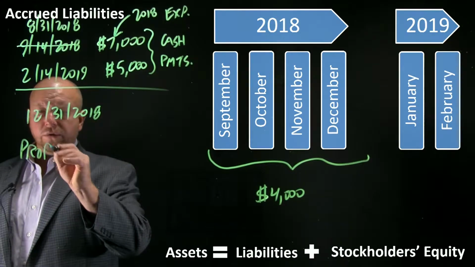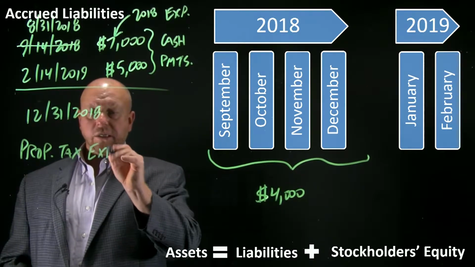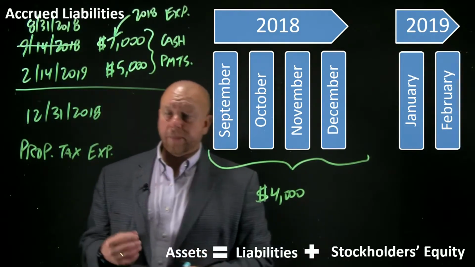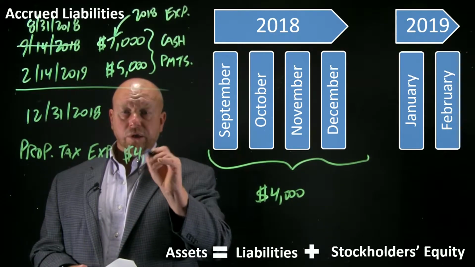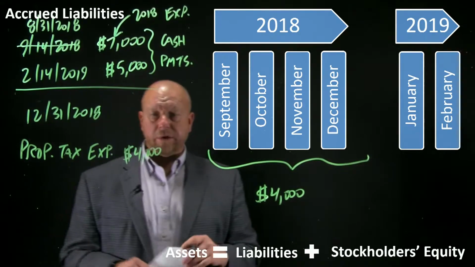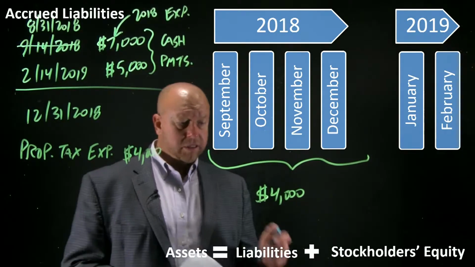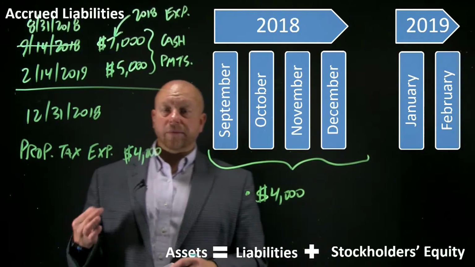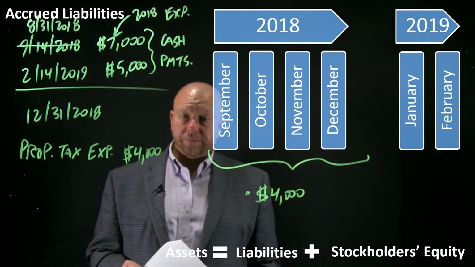Now, I'm going to use an account called property tax expense. There's nothing magical about that. You could choose real estate expense, or you could choose some other descriptive expense, as long as it's meaningful to you and it's clear to the people that are using the financial statements. So we're going to make a debit entry to property tax expense. What we're essentially doing is we're placing this expense on the income statement for the year ended December 31, 2018.